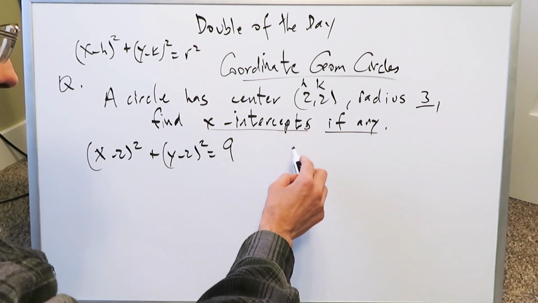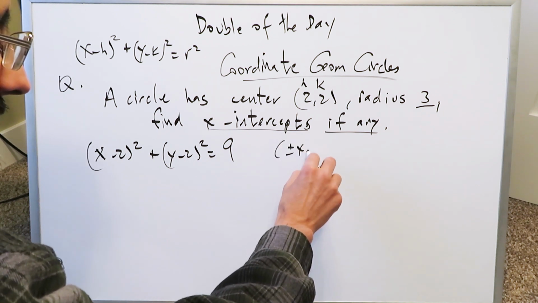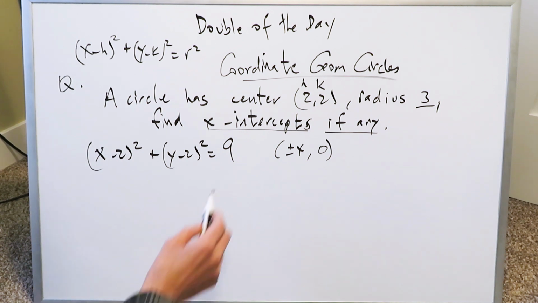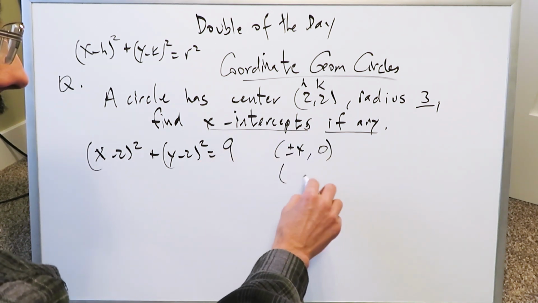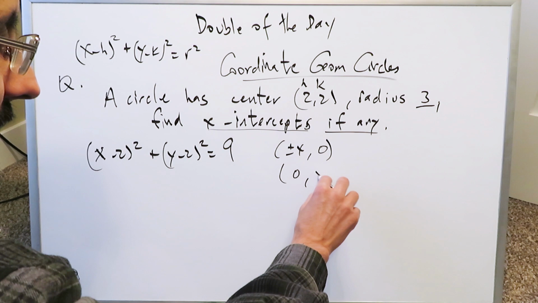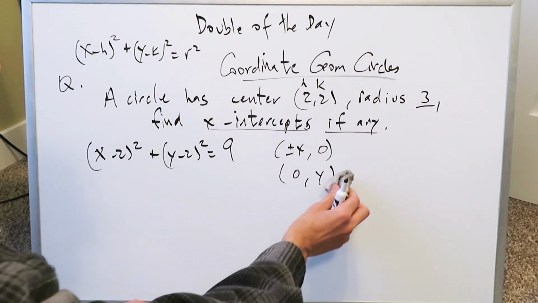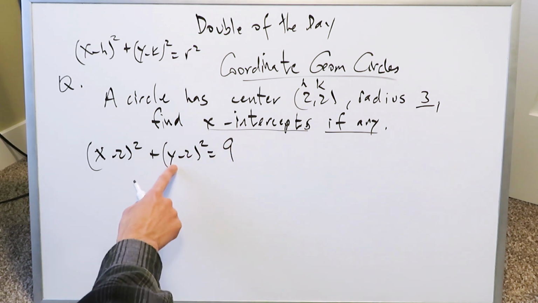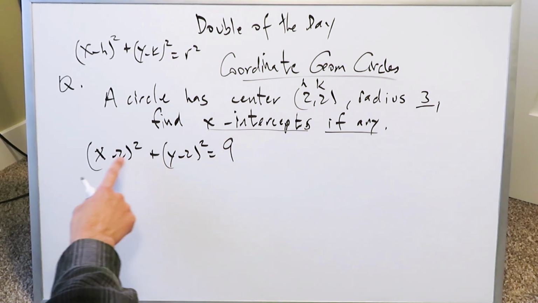When you're doing an x-intercept, you have some value plus and minus x, assuming this will be the case, and the y value will be 0. Remember, at an x-intercept the y value is 0, but at a y-intercept the x value is 0. So keep that distinction in mind. In this specific instance, your y value will be 0. You'll zero out the y and you'll solve for x.